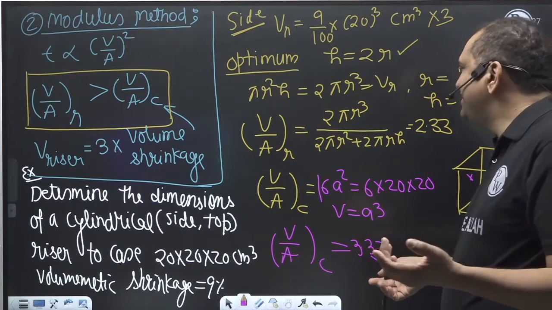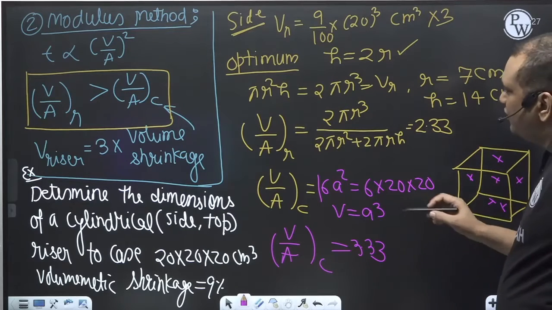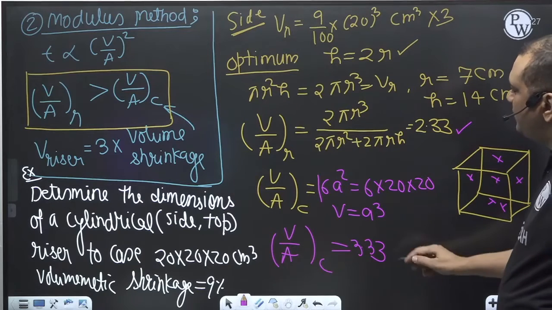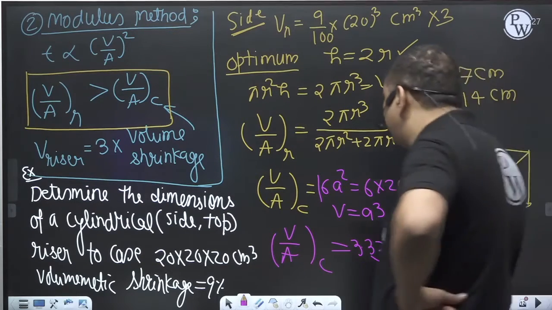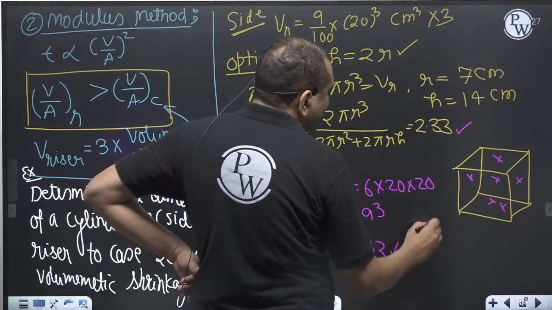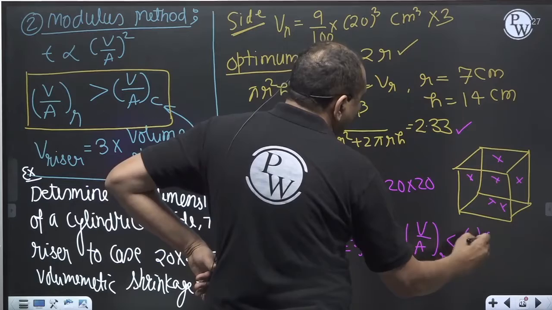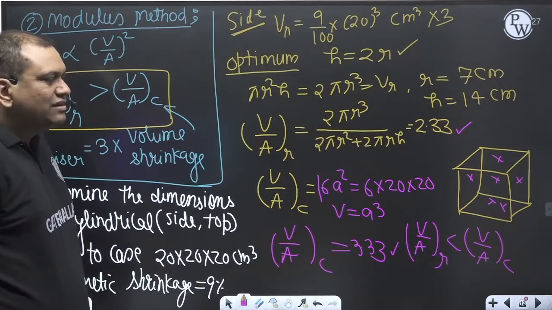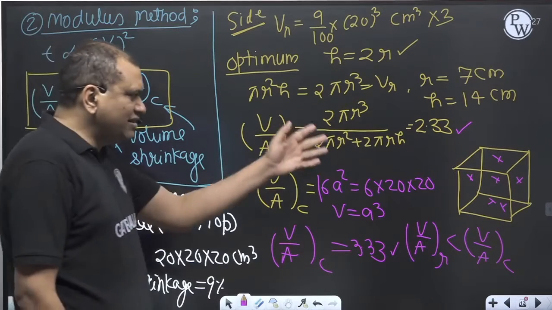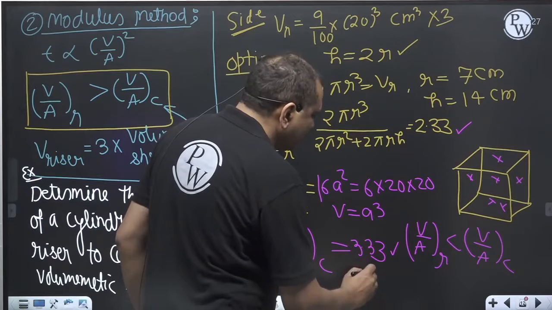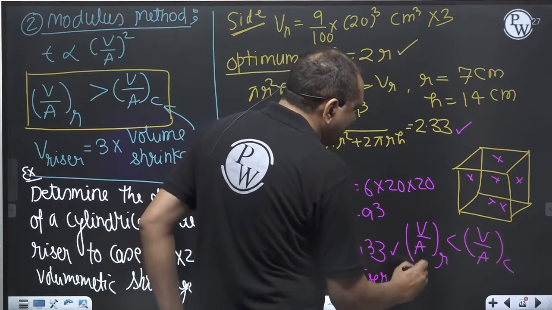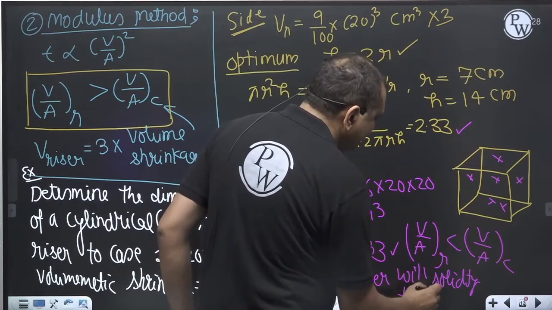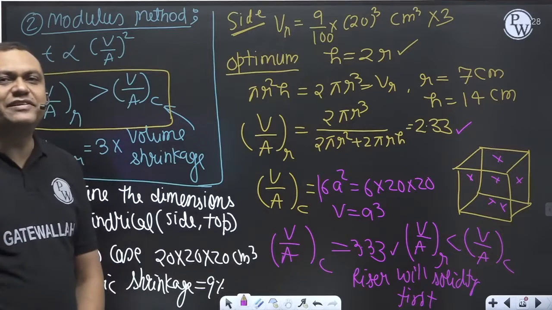Now, what is our conclusion? Volume by surface area of riser is 2.33. Volume by surface area of casting is 3.33. So volume by surface area of riser is less than volume by surface area of casting. Exactly opposite to this. So, under these dimensions, under these conditions, riser will solidify first.